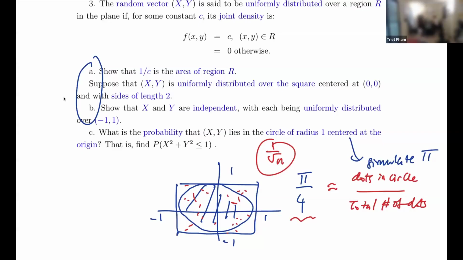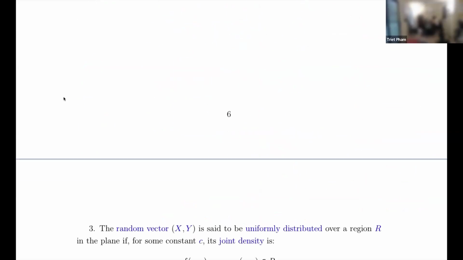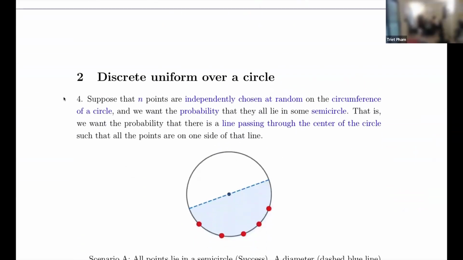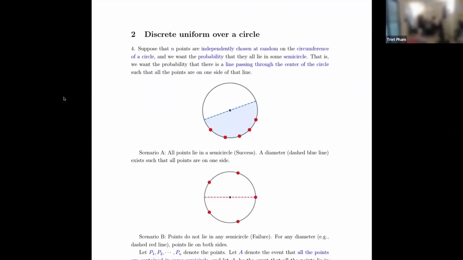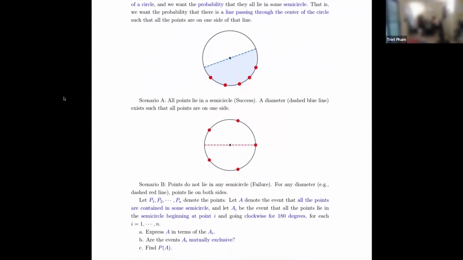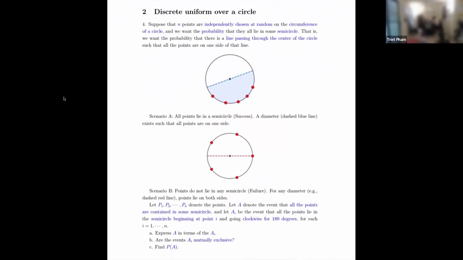Any question? All right, let's take a look at this one. This is an interesting question. It's a long one, so I'll let you guys read that for a little bit.